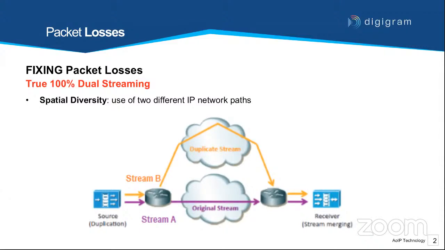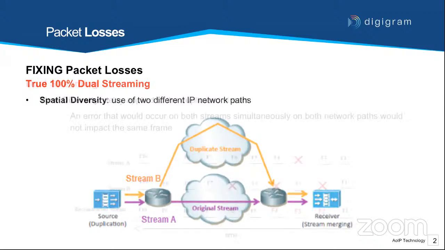is how to do what we call dual redundant streaming. And I call it true 100% dual streaming because it's an idea known as spatial diversity. We're actually using two different IP network paths to the destination. So we have stream A and stream B. Our hardware literally has more than one IP address because there's more than one network interface, and you can literally use a different internet service provider if you so choose. And your stream actually takes a completely different path over the internet to the receiver.